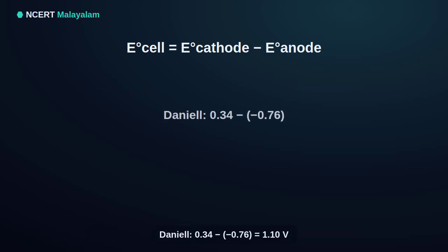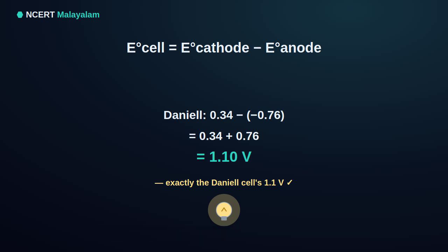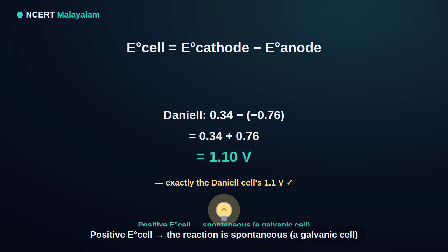Take the Daniell cell. The standard cell potential equals 0.34 minus, in brackets, minus 0.76. Minus a minus becomes plus, so that is 0.34 plus 0.76, which equals 1.10 volts. That is exactly the Daniell cell's 1.1 volts, the same bulb that lit up back in part 2. A positive standard cell potential means the reaction is spontaneous, so the cell is a galvanic cell.